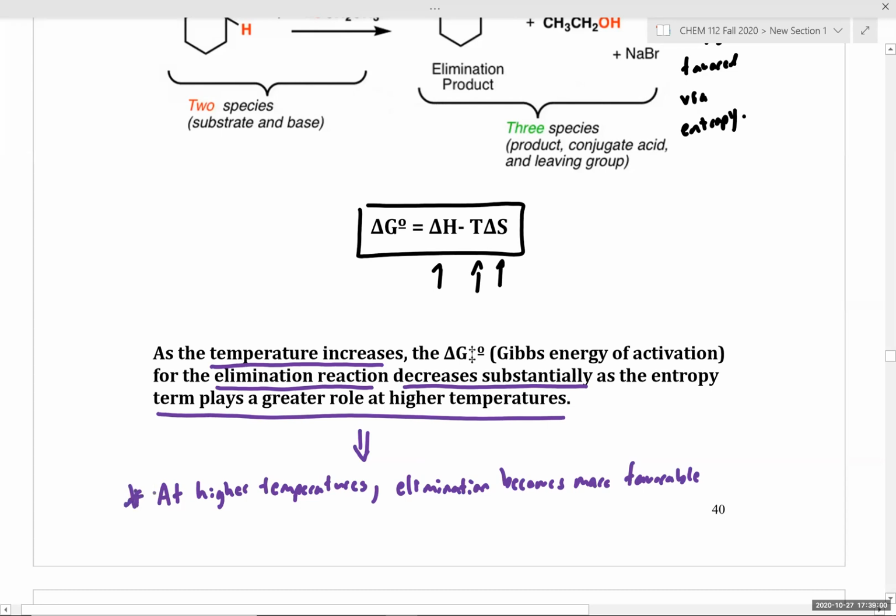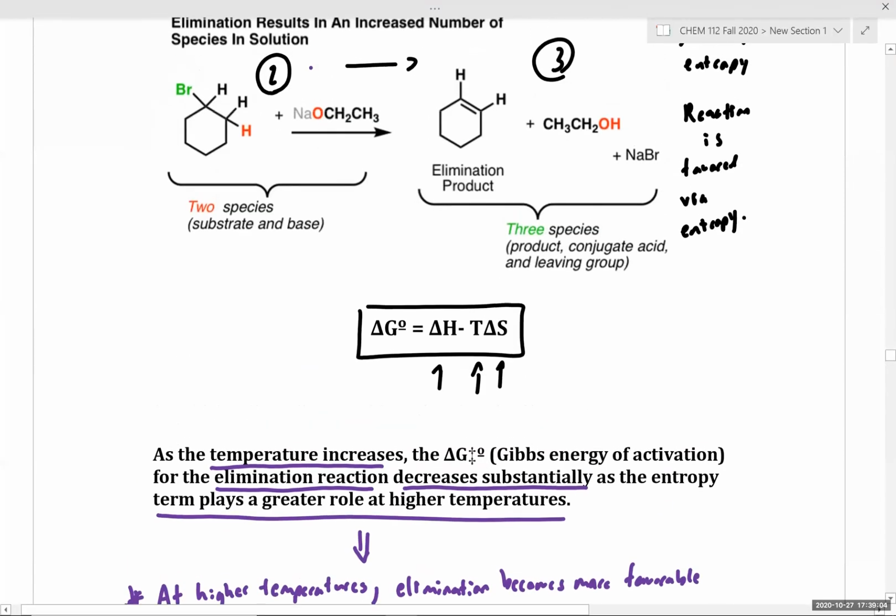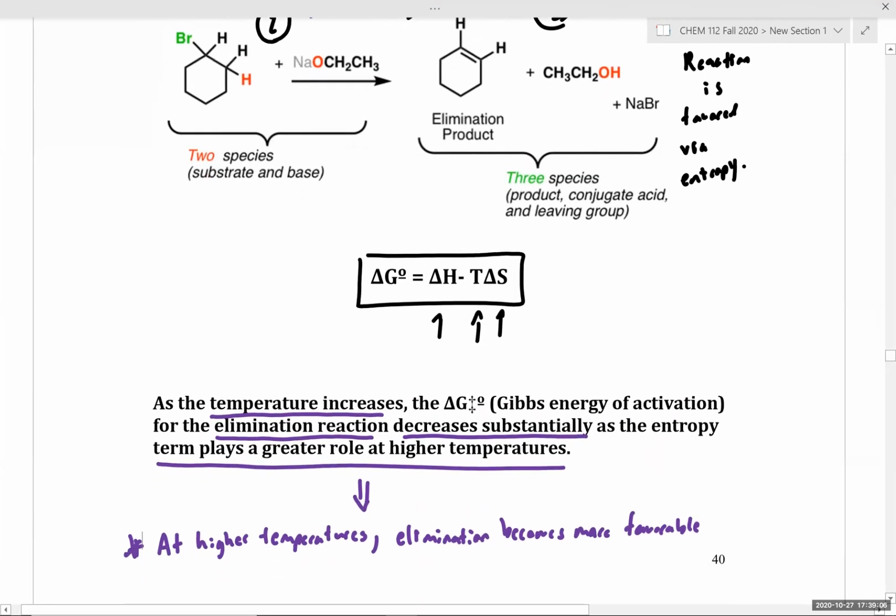Does this make sense to everyone? Does this explanation, considering the reaction enthalpy and entropy effects, make sense? Can we rationalize and explain why elimination is favored at higher temperatures using this model? Any questions on this method of analysis? Any questions?